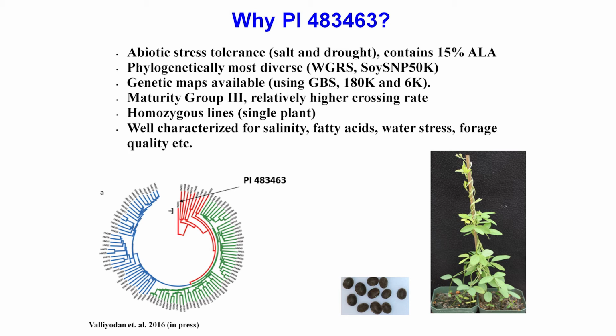We selected this PI, plant introduction 483463, for genome sequencing because it has some specific characteristics. First of all, it is the most diverse soja from our soja germplasm collection in the United States, it has biotic stress tolerance, and we have the maps available. And importantly, it comes under maturity group 3, so we can make crosses, and it's well characterized for other stresses and compositions.